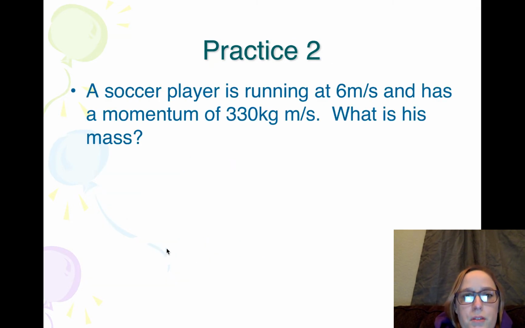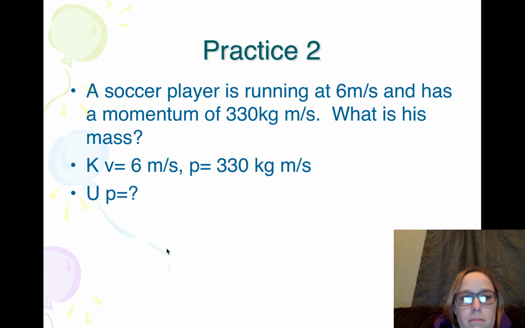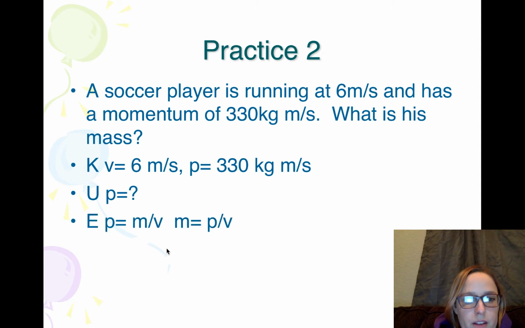Our next practice problem: we have a soccer player running at 6 meters per second who has a momentum of 330 kilograms times meters per second. What is his mass? So I want you to look at the knowns. 6 meters per second is velocity. We know that because velocity is measured in meters per second. And then the momentum is 330 kilograms times meters per second, and we know that because of the units as well. Our unknown should be mass. I don't know where I have P written in there, so change that to mass, because the question asks for mass.